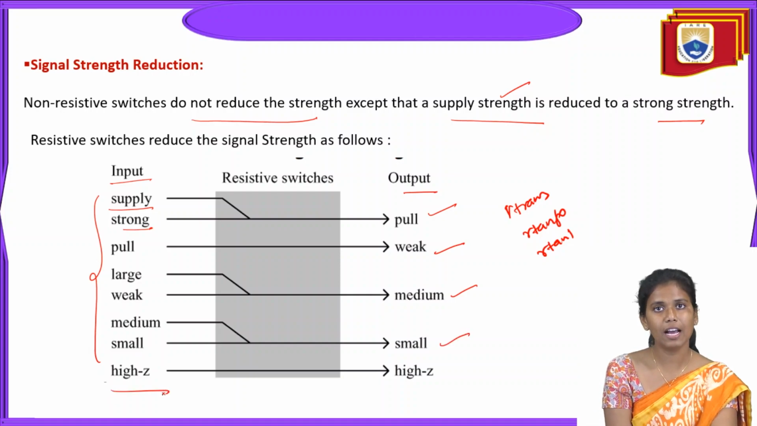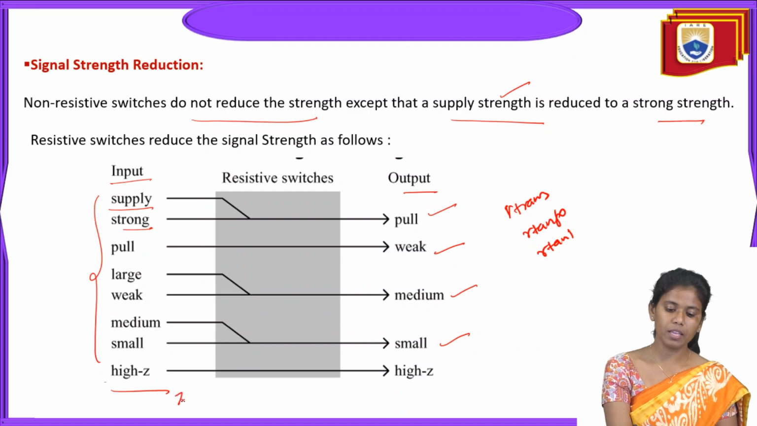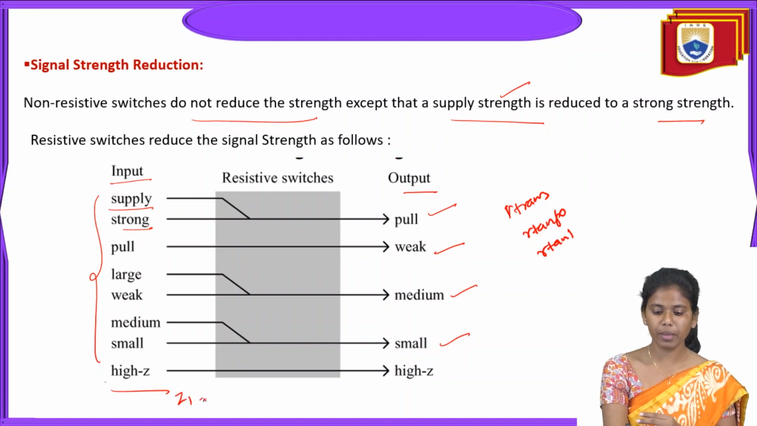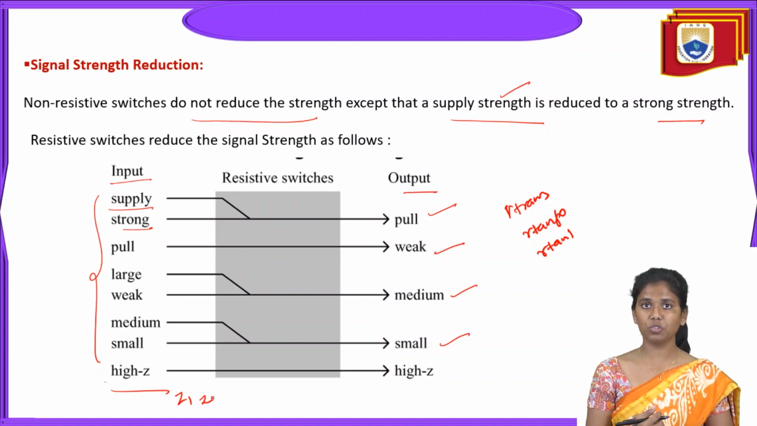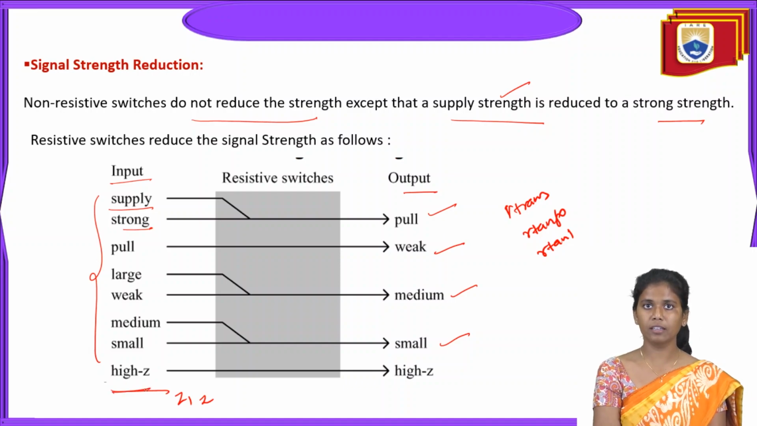And obviously high Z strength. Okay, if it is having the high Z signal, with respect to the strength it will be high impedance, and the degree will be high impedance as well. So in such cases, I can say that the degree of that particular high Z signal is high Z as well. Okay, there is no change.